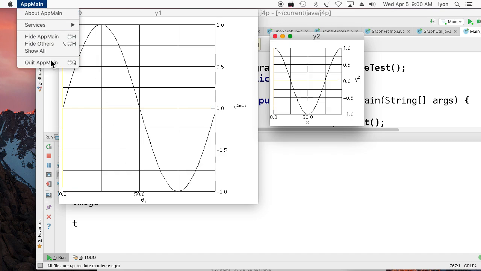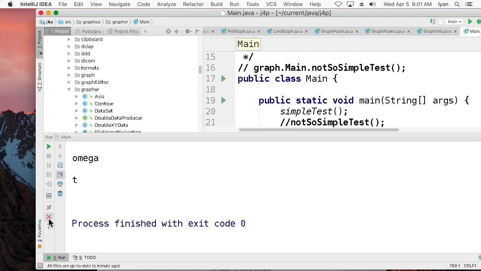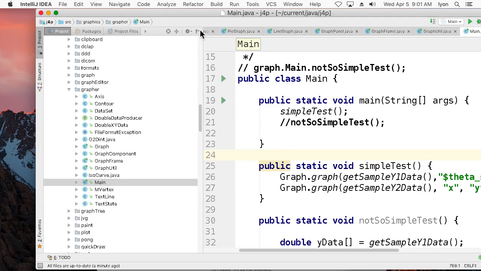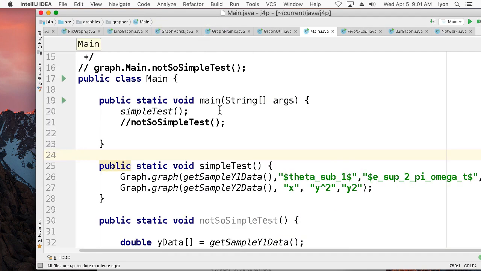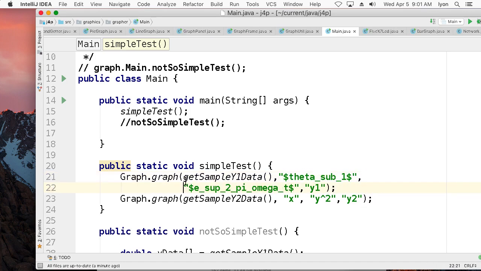And doing some elementary graphs, with reasonable notation for a mathematician, is something that I think we should all be able to do without too much stress. So here is my mechanism for notating theta sub 1. Here's e to the 2 pi omega t. That's my notation. And you can kind of see what the problem is.